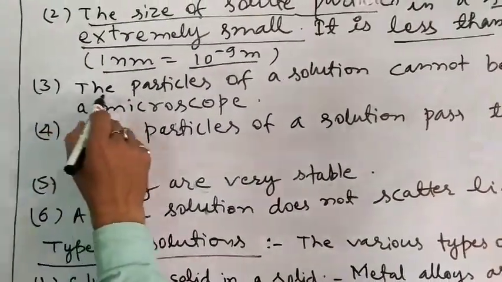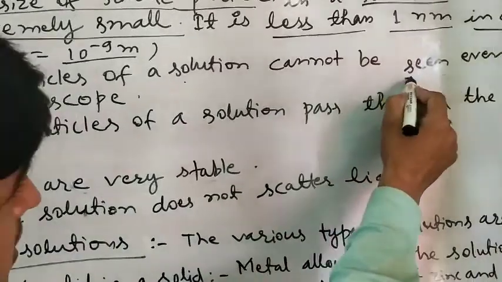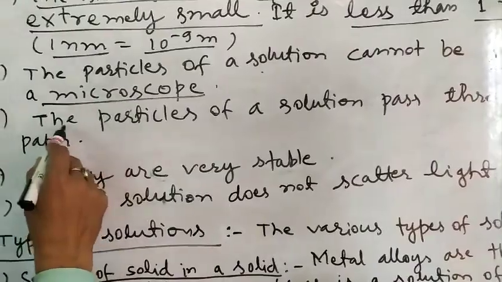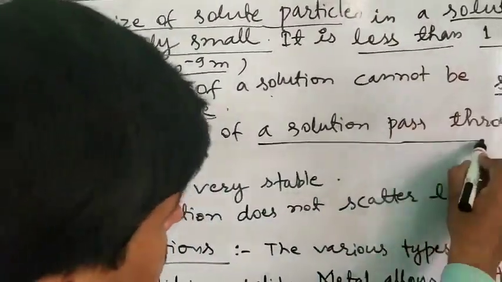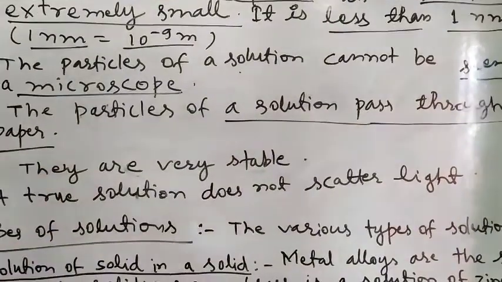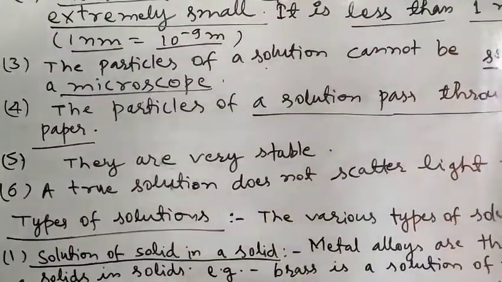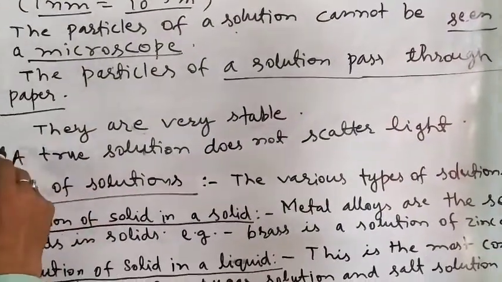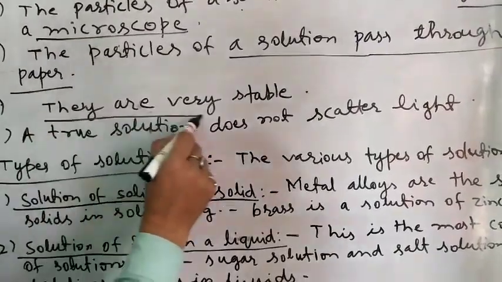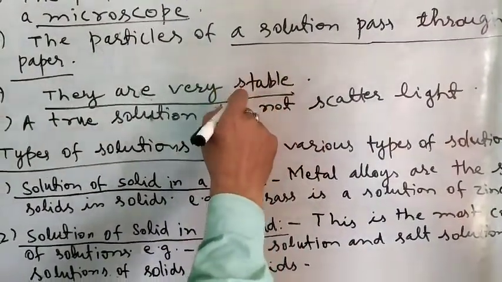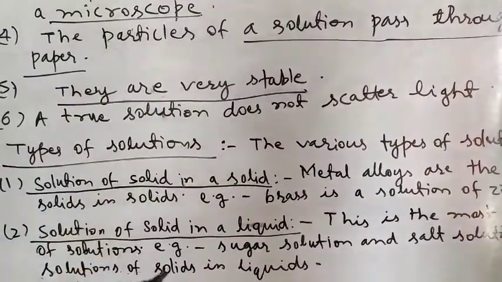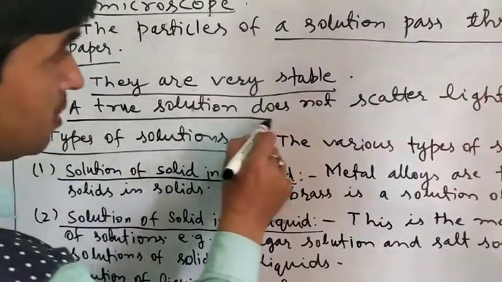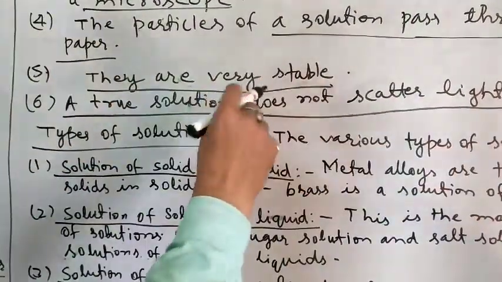Next property, the particles of solution cannot be seen even with a microscope. Fourth one, the particles of a solution pass through the filter paper. So we do not apply filtration for the separation of solution particles. Fifth one, solutions are very stable. That means it cannot settle down in any condition. Next one, a true solution does not scatter light, so it does not show Tyndall effect.